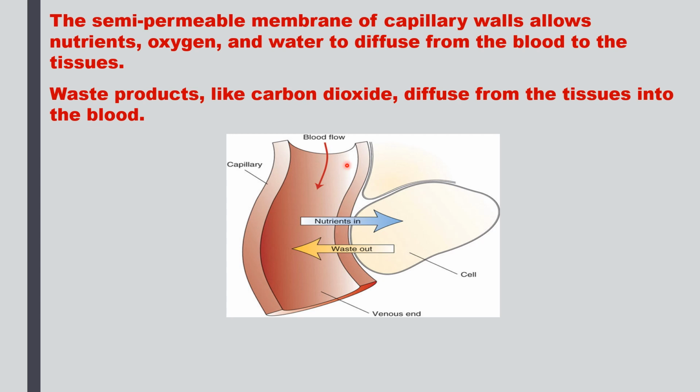The wall of the capillary is a semi-permeable membrane, that is, diffusion of substances can take place in and out of the blood vessel. So, because of its semi-permeable nature, nutrients, that is, food substances like glucose, oxygen, and water can diffuse from the blood into the tissues. Also, the carbon dioxide and the waste products that are formed can diffuse from the tissues into the blood so that these waste products can be eliminated out of the body.